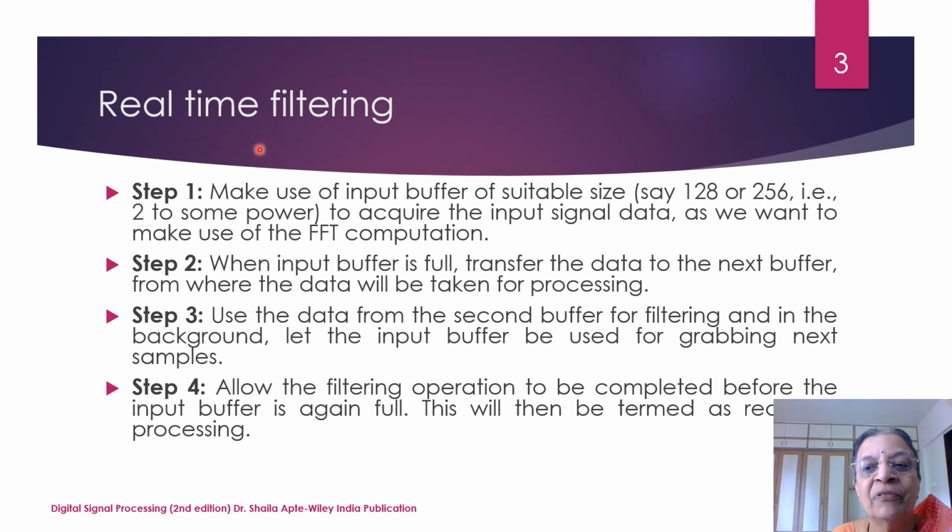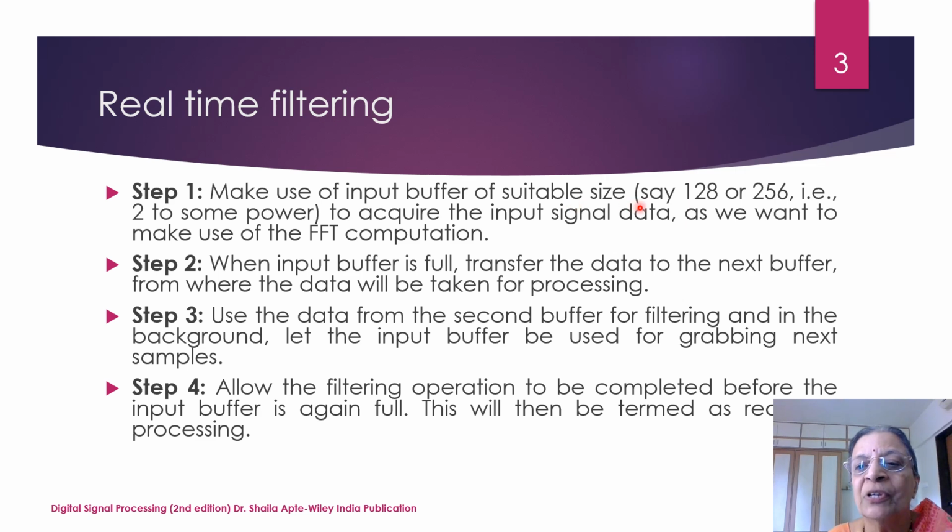Now, let us see how real-time filtering will be done. When we are doing real-time filtering, we'll take the signal part by part, say chunk by chunk. So we can make use of an input buffer of suitable size, say 128 samples or 256 samples or like that, which is 2 raised to some power. Why is this so? Because we want to use FFT. So we acquire the input data. As the data is acquired, it will be put in the input buffer, and as soon as the input buffer is full, the data will be transferred to the output buffer.